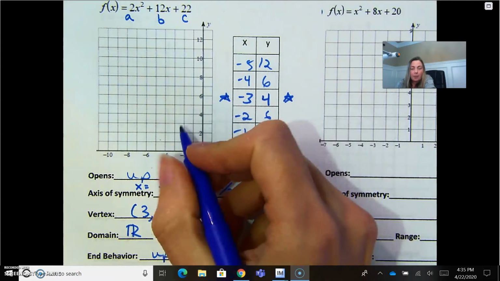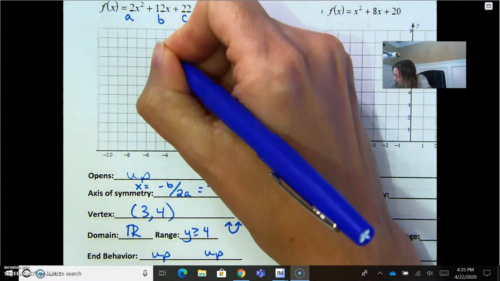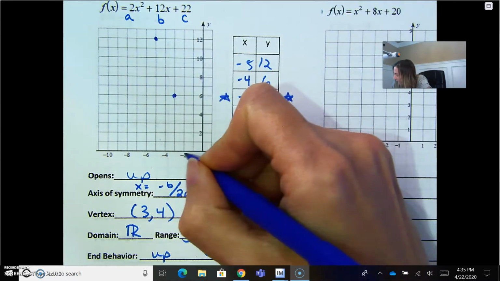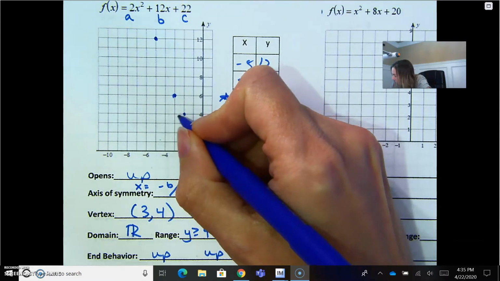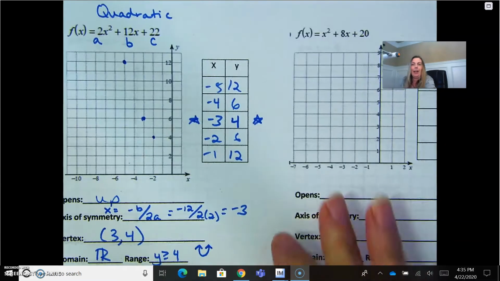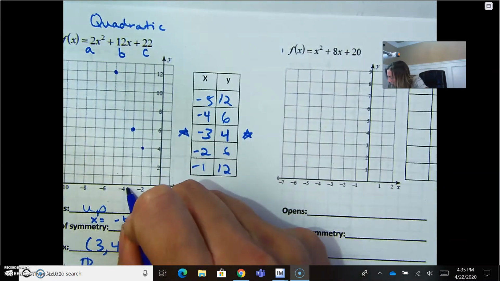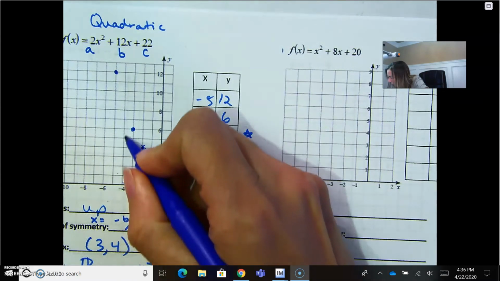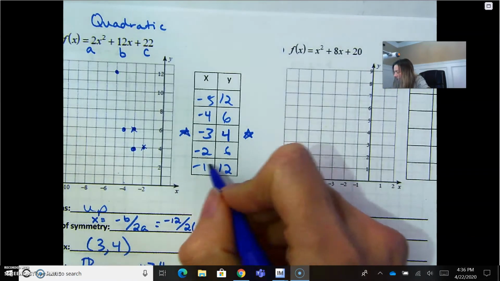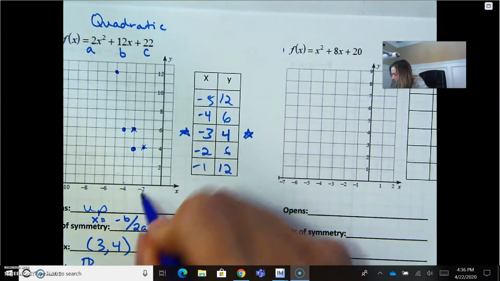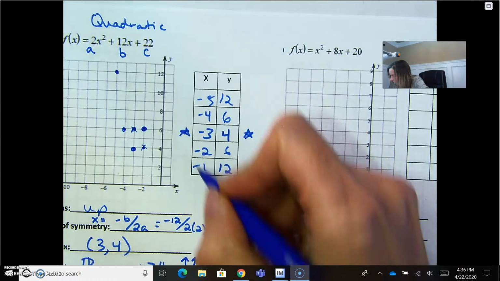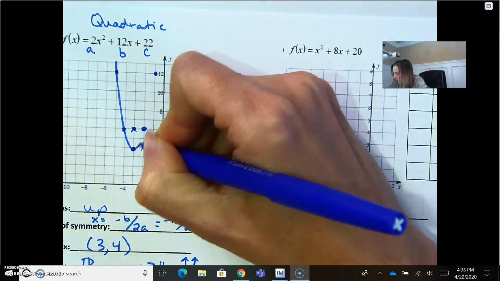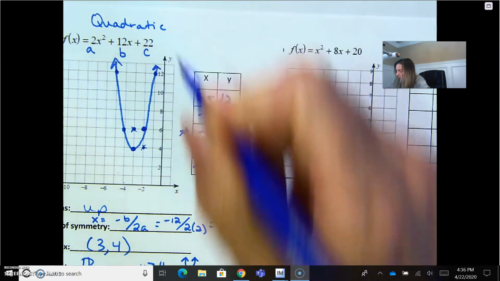All right, so then we need to get a quick picture in here. So left 5 up 12. And then left 4 up 6. Left 3 up 4. Whoa, I'm in the wrong spot. That's what happens when you're on quarantine. You lose your mind. Okay, so that should be there. Sorry. And then this should be here. Whoopsie. All right. So then we have negative 2 and 6, and then negative 1 and 12. There we go.